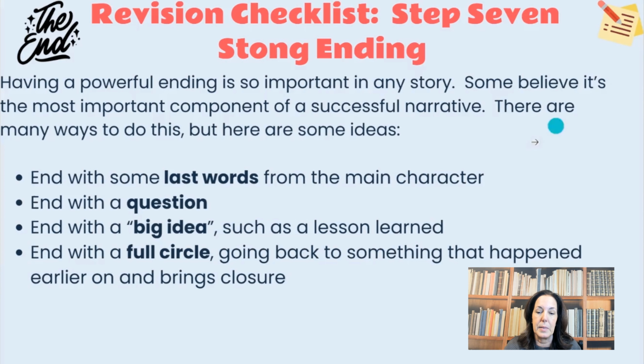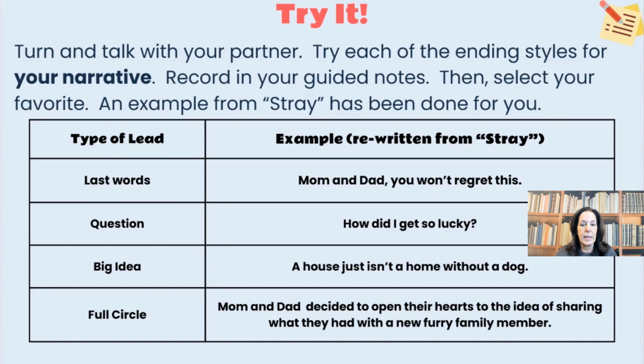End with some last words from the main character. I believe in Stray they ended with last words from the father. You could end with a question, with a big idea, like a lesson learned. Or you can do what's called the full circle, where you're going to go back to something that happened earlier on and bring a closure. You'll try it now. Try each of the ending styles for your narrative and record them.